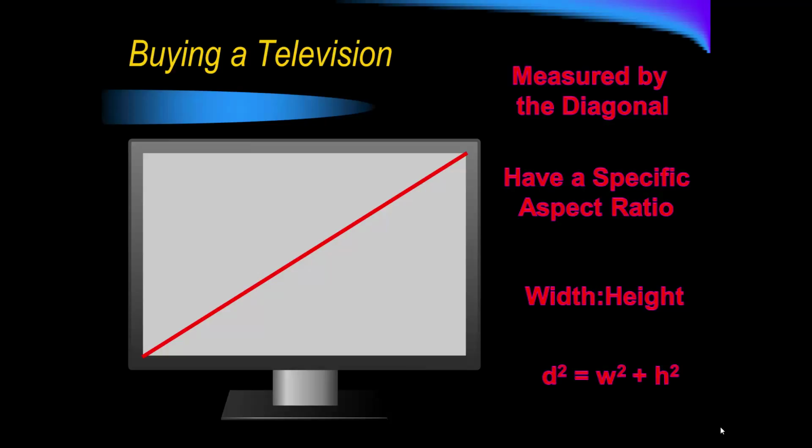When we look at trying to find something like the diagonal, you can go back to what you learned about the Pythagorean theorem. The Pythagorean theorem is a squared plus b squared equals c squared. Basically, it's the two legs that make the right angle, and that's going to equal the hypotenuse, or in this case, the diagonal of the TV.